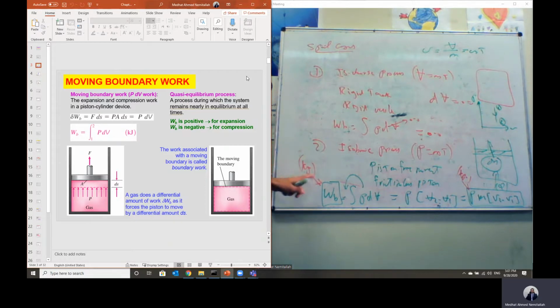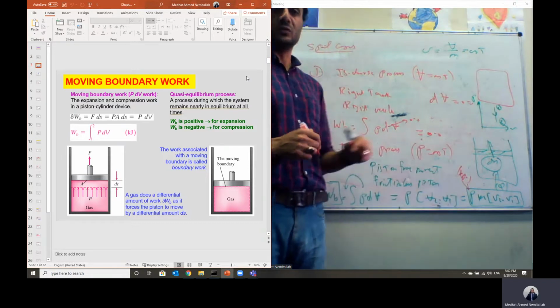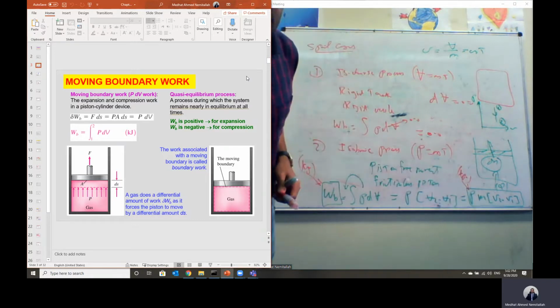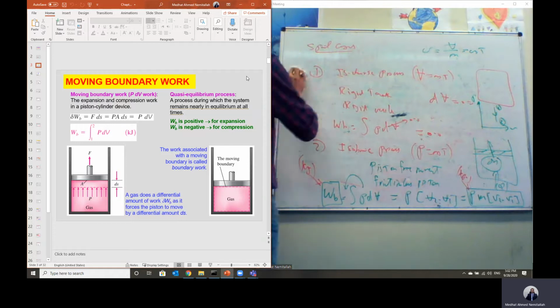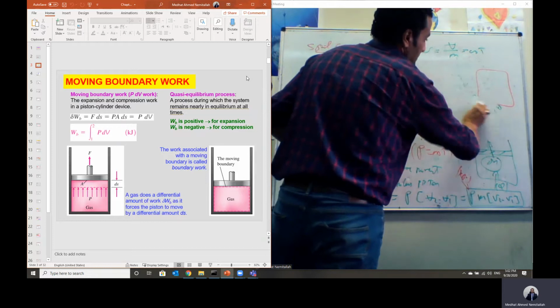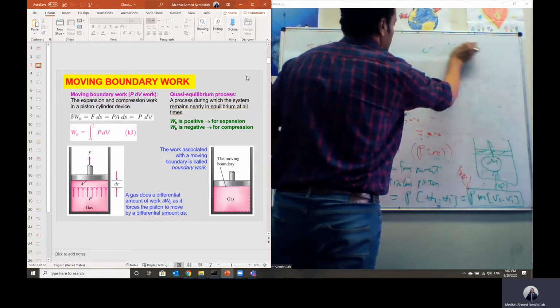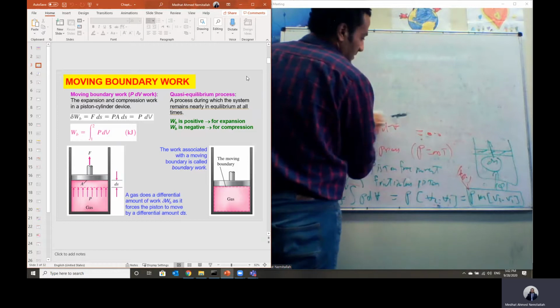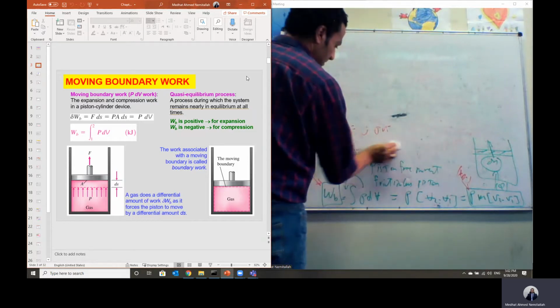So for this one to be in kilojoules, the pressure in this case should be in kilopascal, mass in kilogram, and specific volume in meter cubed per kilogram. And this is actually the second special process, the isobaric process. We have a gas in a piston cylinder device undergoing an isobaric process.